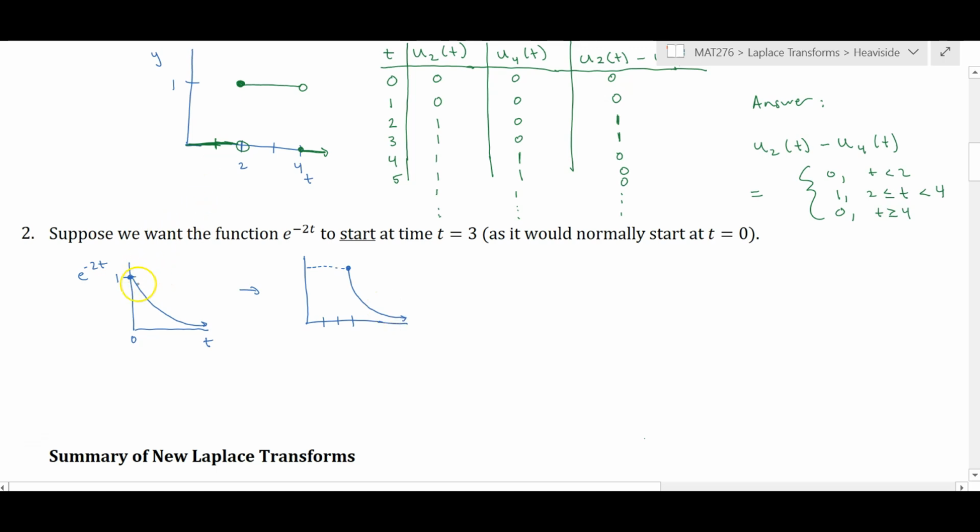So if this is e to the negative 2t, and what I want is e to the negative 2t shifted, we'll call this f of t, then what I actually want is f of t minus 3. Remember, that means replace the input with t minus 3. So the input is e to the negative 2 times quantity t minus 3, and that would be exactly the shifted graph 3 units to the right of e to the negative 2t. Now, this is almost exactly what I want.